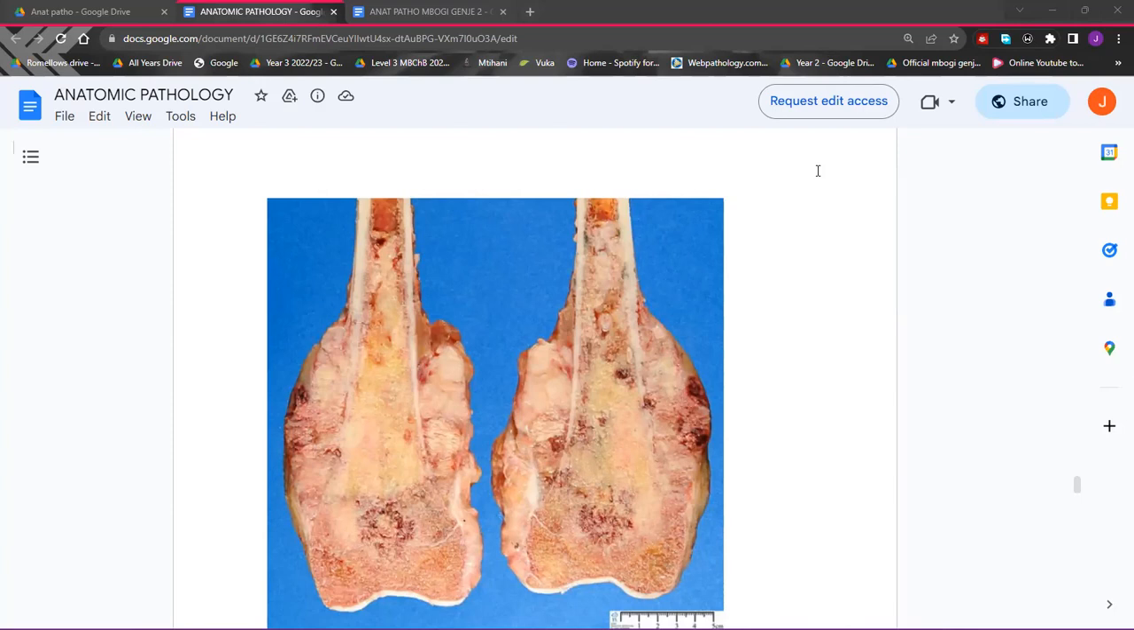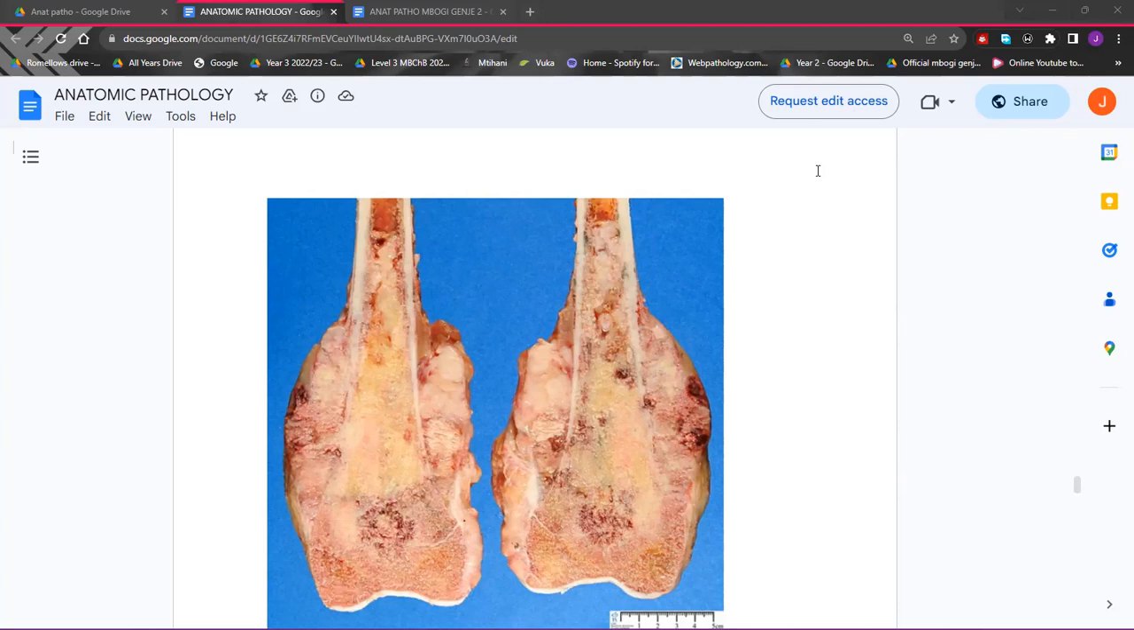So basically, you have areas of necrosis and hemorrhaging. We have lifting of the periosteum. There you can see this infiltration of these malignant cells in the periosteum, so it's kind of being lifted. We also have the gray-white appearance.